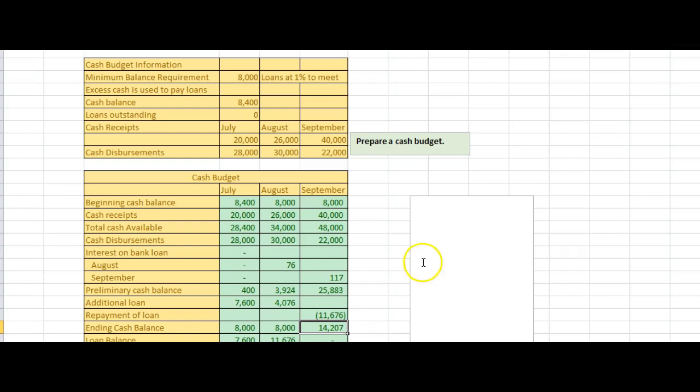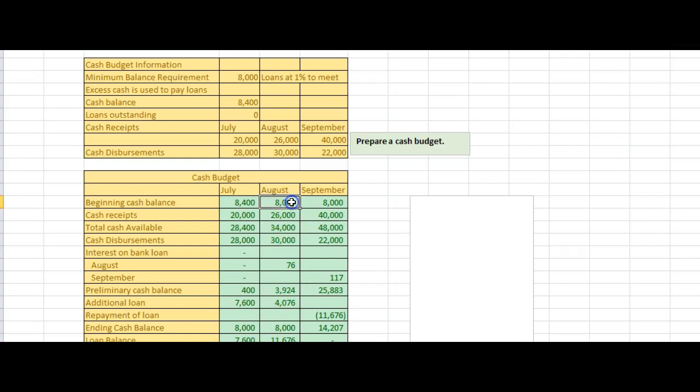And finally, we're going to do a cash budget, and they're fun. So there are some requirements here. This company always has an $8,000 minimum cash balance. If they don't have it, they borrow, and the loan will cost them 1% on what they borrowed each month. We're beginning with a balance of $8,400, and then these are our receipts, and these are our disbursements. So I begin with this. I add the receipts. This is my available, and I subtract the cash disbursements, and I only have $400 left. So I'm going to have to borrow $7,600, which gives me $8,000 ending, and a loan balance of $7,600.